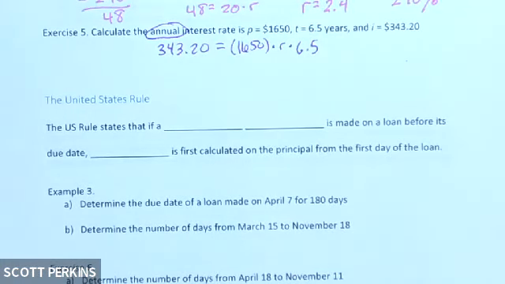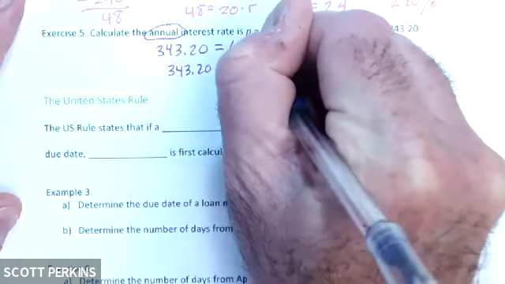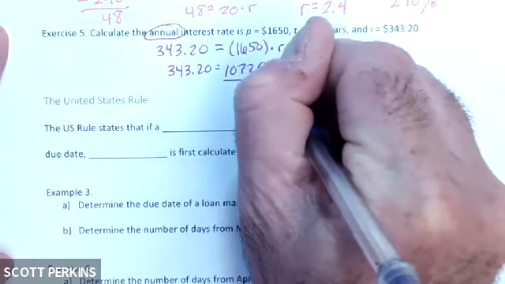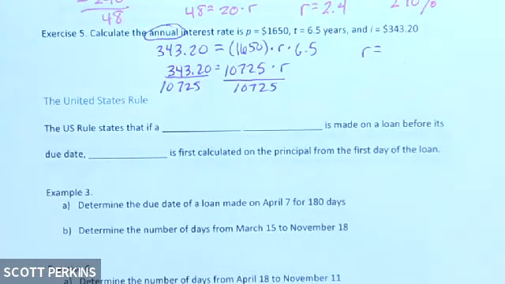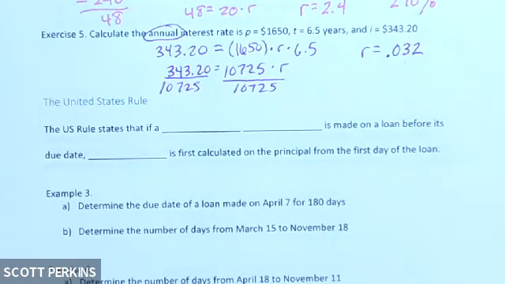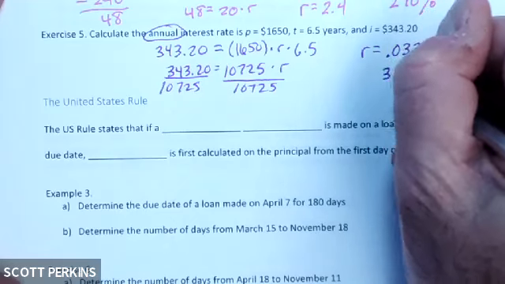So on the left side of this problem, I'm just going to do that multiplication. 1650 times 6.5 turns out to be 10,725. And then I'm going to divide both sides by that 10,725. And I get that the value of R is equal to .032. It's nice that that worked out. It's like they planned in advance when they made that problem. 0.032, and then I convert that to a percent.